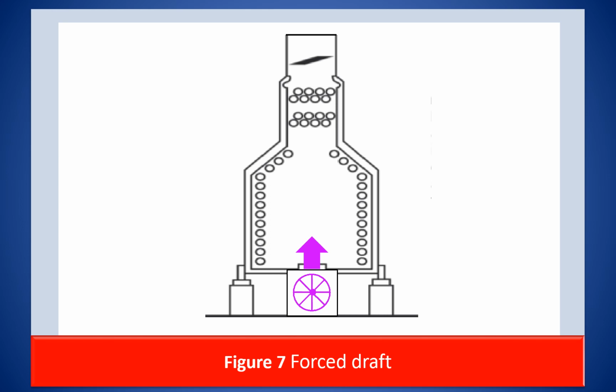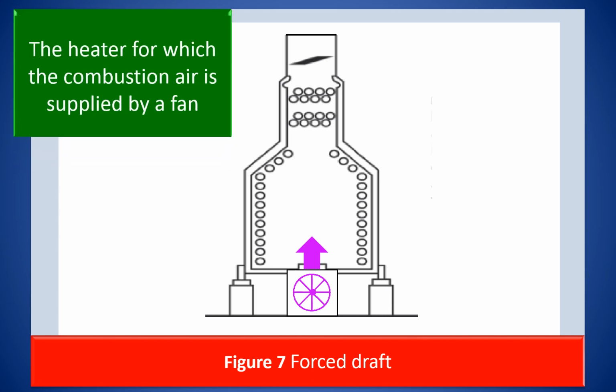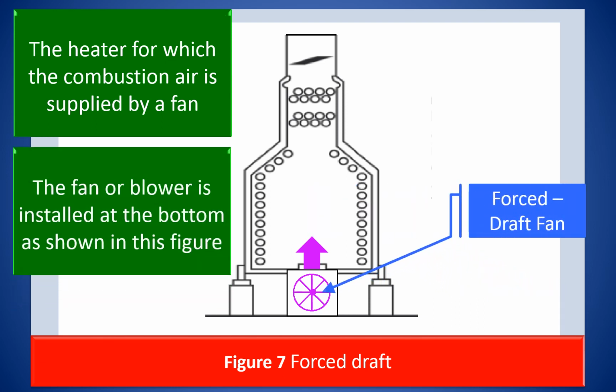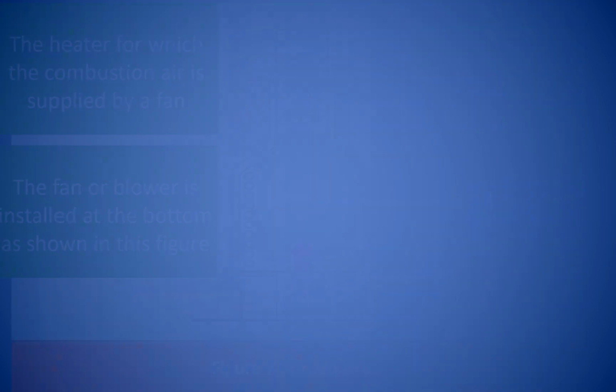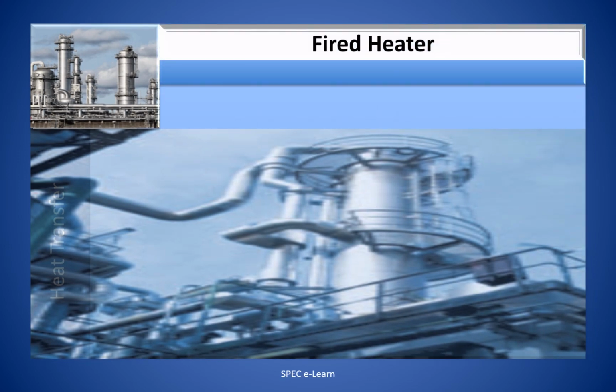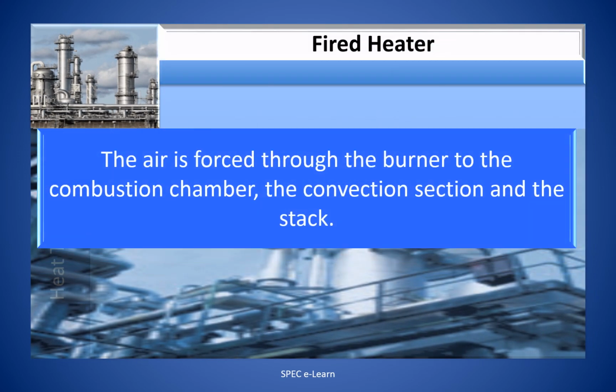Forced draft fired heater. Shown in this figure is a forced draft heater. It is a heater for which the combustion air is supplied by a fan. The fan or blower is installed at the bottom as shown in this figure. The air is forced through the burner to the combustion chamber, the convection section, and the stack.